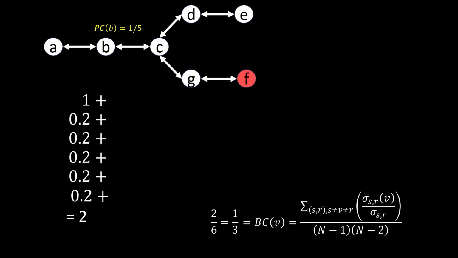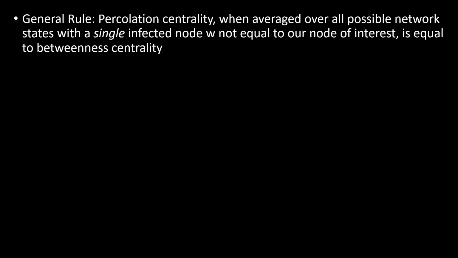In other words, the average one-point source percolation centrality of B equals the betweenness centrality of B. Now, it turns out that the average one-point source percolation centrality equals the betweenness centrality for all nodes in this network. We can also take this a step further. It turns out that this is true for all nodes in any network. Here's why this is true.